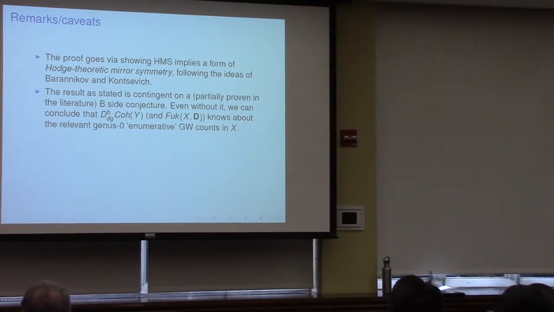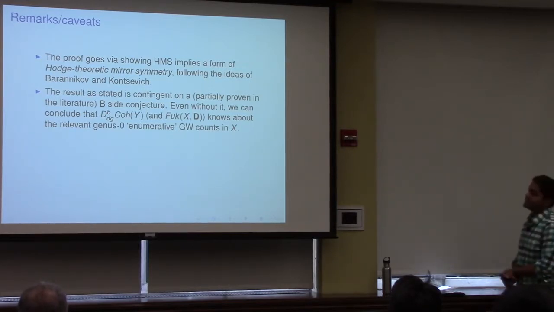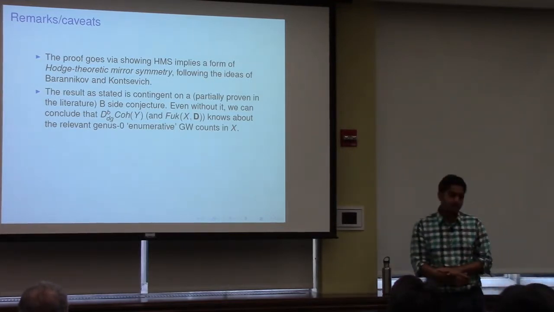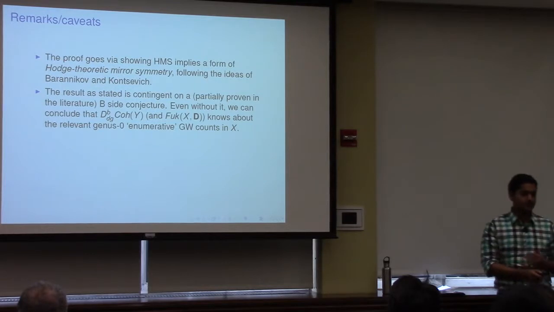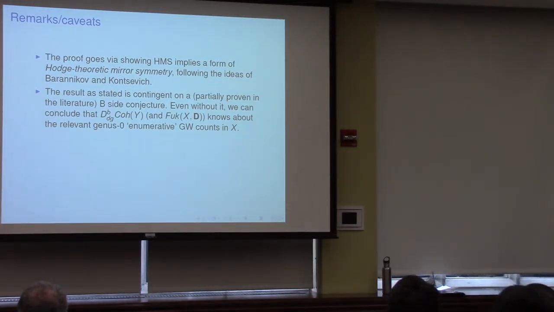And then the disclaimer is that the result, as we stated in the previous slide, is actually contingent on a conjecture that's purely on the B side. Even without that conjecture, which would allow us to use Picard-Fuchs equations to make the final predictions, we can still conclude that the derived category of coherent sheaves knows in a canonical way about genus 0 Gromov-Witten invariants.